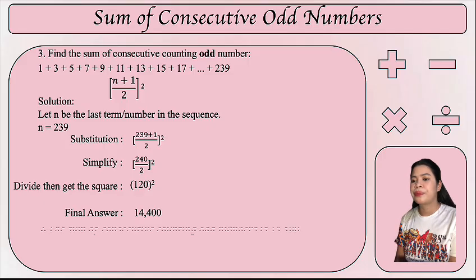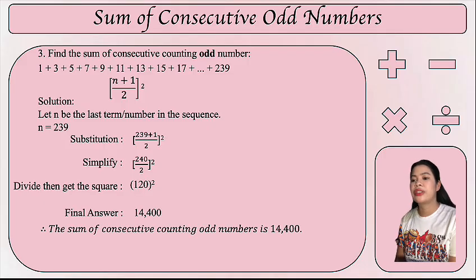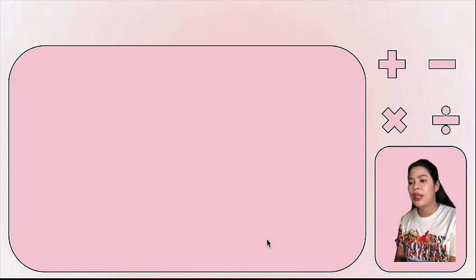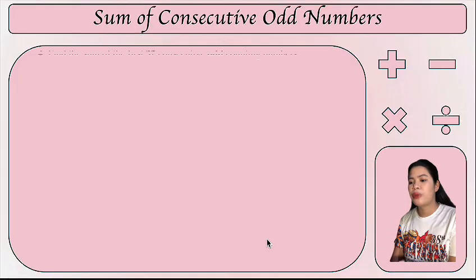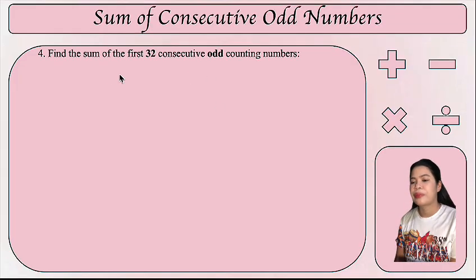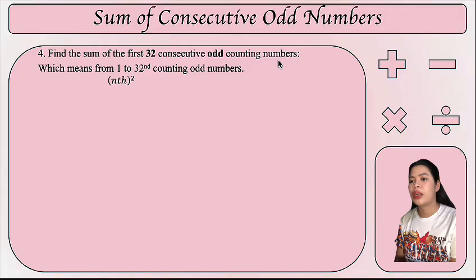So therefore, the sum of consecutive counting odd numbers is 14,400. So let us proceed to the fourth problem, which is find the sum of the first 32 consecutive odd counting numbers, which means from 1 to the 32nd counting odd number. We are going to use this formula, which is nth squared.